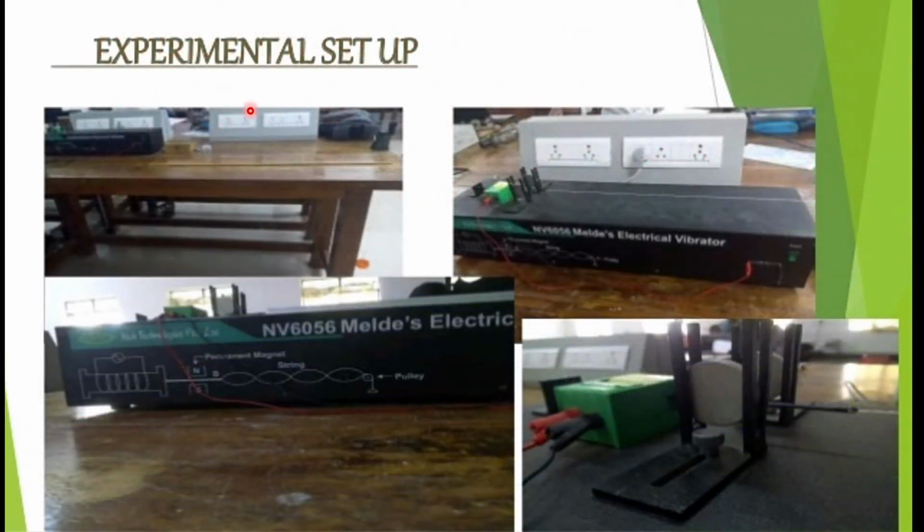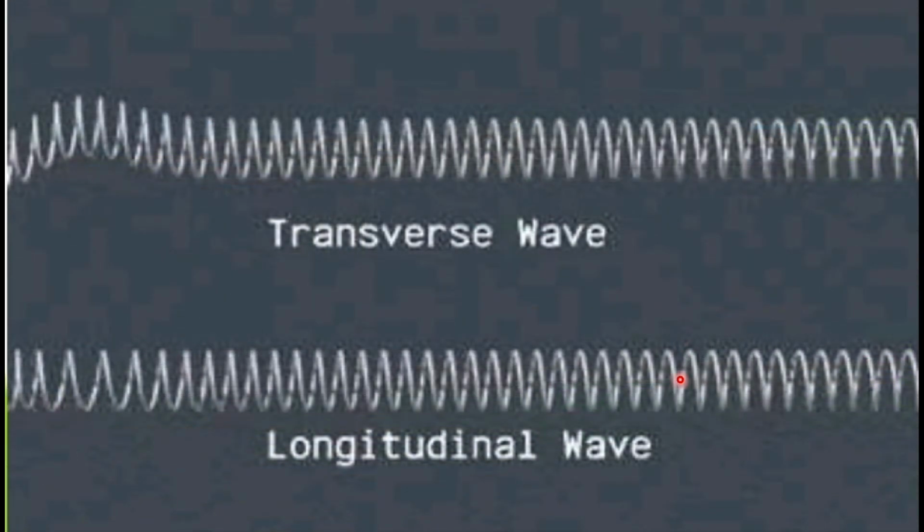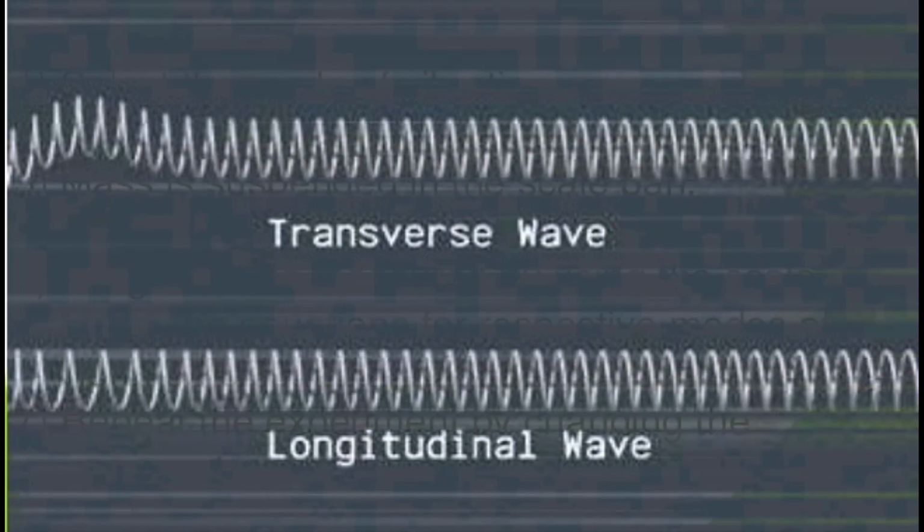So guys, this is the basic experimental setup. Here we have the socket boards arranged, and then we have the Melde's electrical vibrator, and here we have the NV6056 Melde's electric motor. Here we can see the setup, right? The coils are looped, and the pulley is present, and this small guy is called the Melde's apparatus. These are the two waves we are going to operate on, transverse wave and longitudinal wave.